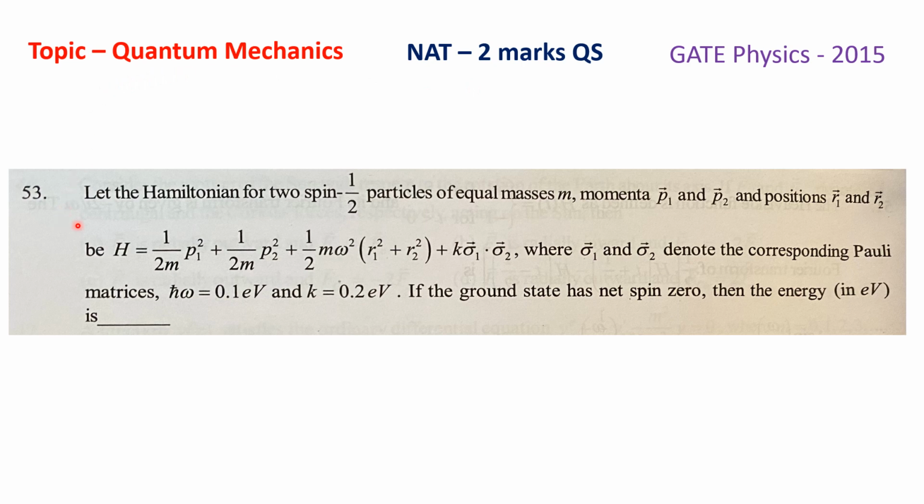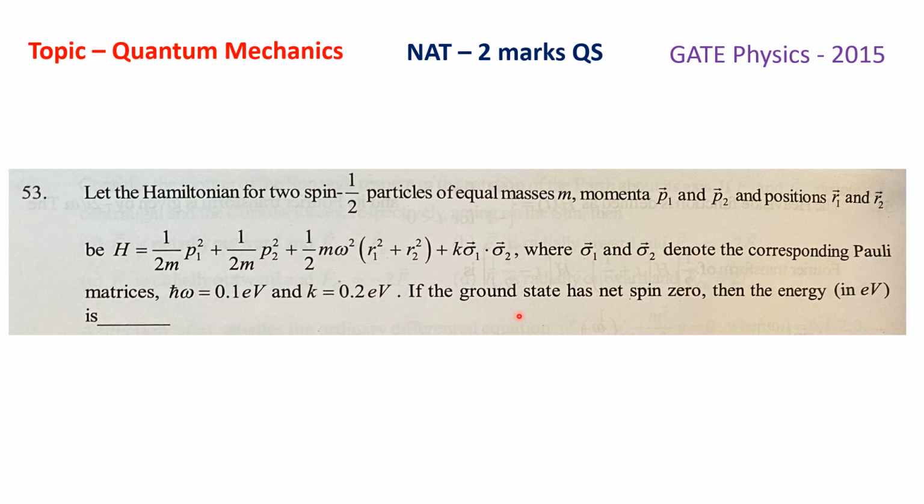The question is, let the Hamiltonian for two spin-half particles of equal masses m, momenta p1 vector and p2 vector, and positions r1 vector and r2 vector be H = (1/2m) p1² + (1/2m) p2² + (1/2) m ω² (r1² + r2²) + k σ1·σ2, where σ1 vector and σ2 vector denote the corresponding Pauli matrices. ħω = 0.1 electron volt and k = 0.2 electron volt.